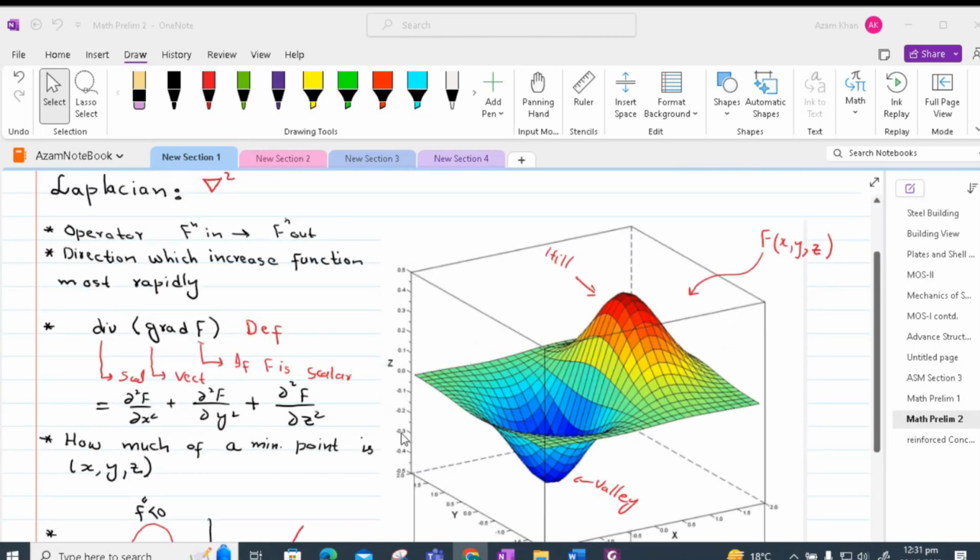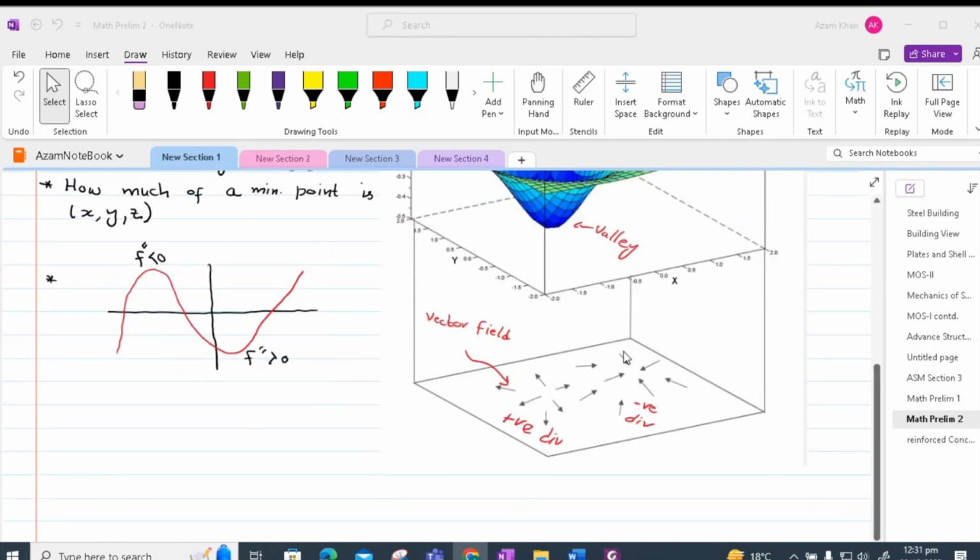The Laplacian is defined as the divergence of the gradient of a scalar field. Thus, after drawing the gradient of this function, we can find out the divergence. Please note that the divergence of a vector field is a scalar function that represents the rate at which the vectors within the field are spreading or diverging from, or converging towards, a point.